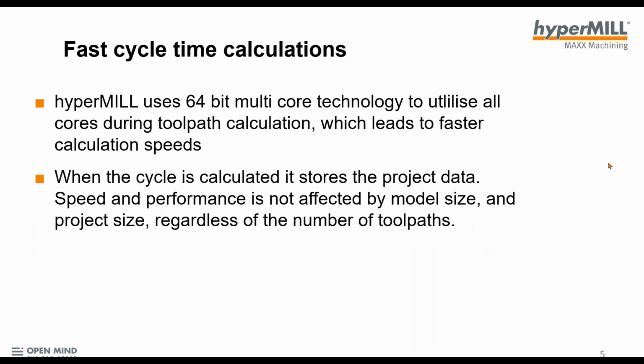Okay, so why are the cycle times so fast in hypermill? Well, when the cycle is calculated, it stores the project data. So all NC files, stock and reference data are all stored in a project, but referenced to the hypermill project. And the benefit of this is that the speed and performance is not affected by model size or project size, regardless of the number of toolpaths in the project. So really, whether you have one toolpath or 300 toolpaths in the project, the performance will not appear any slower.